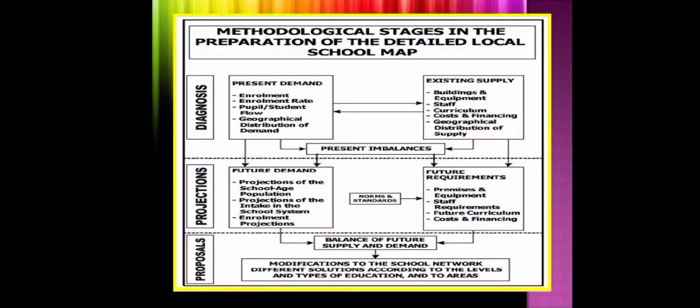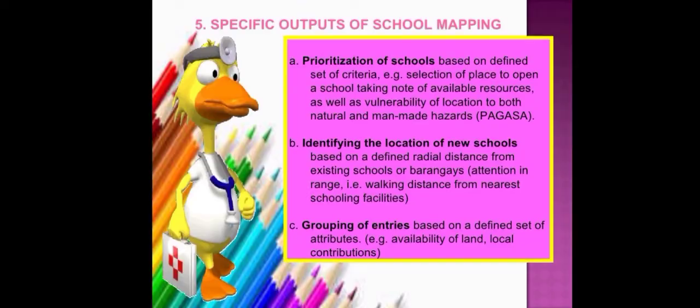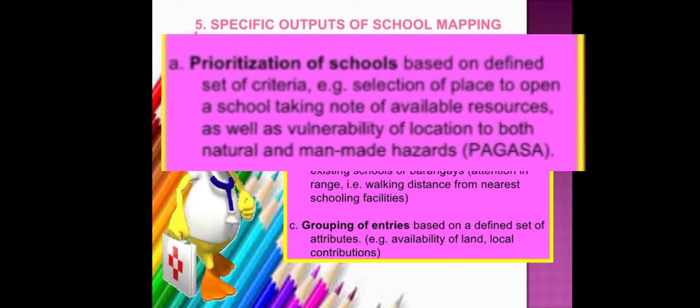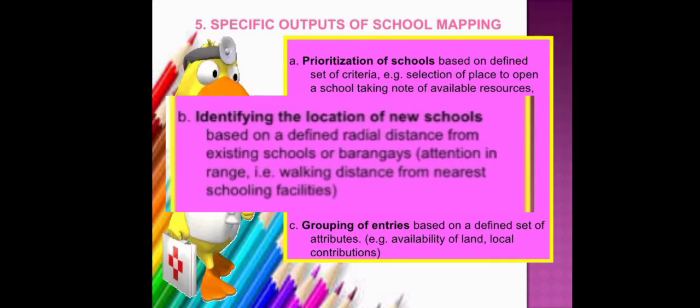Here is the example of methodological stages in the preparation of the detailed local school map. Specific outputs of school mapping. A. Prioritization of schools based on identified set of criteria. Example: selection of place to open a school, taking note of available resources as well as vulnerability of location to both natural and man-made hazards.